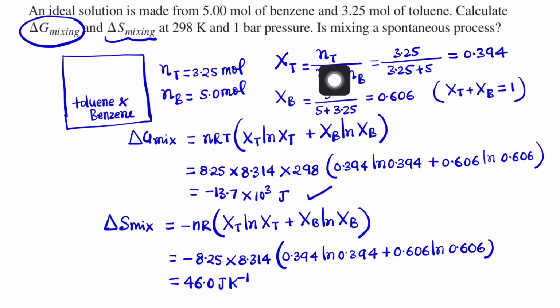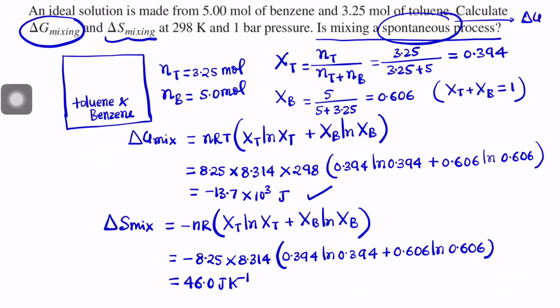Now next, is this mixing a spontaneous process? You know that for a spontaneous process, delta G should be less than 0. If delta G mix is less than 0, and it is very clear here, we are getting delta G mix as minus 13.7 into 10^3 joule, which is a negative value. So mixing is a spontaneous process.